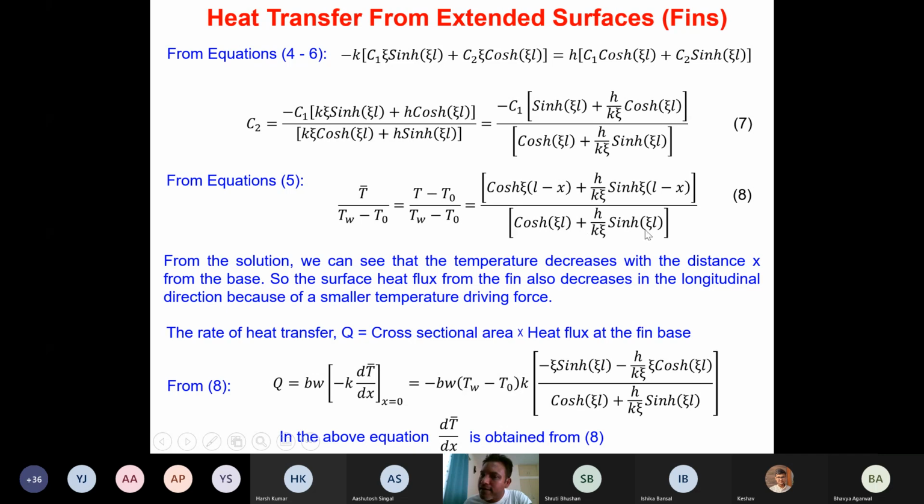I have directly written it. So you have to collect sine and cos terms, and then the sine and cos terms can be combined into the combined term cos hyperbolic zeta L minus x. Similarly, sine hyperbolic zeta L minus x. So these are the combined terms. Remember, is it clear to everyone?